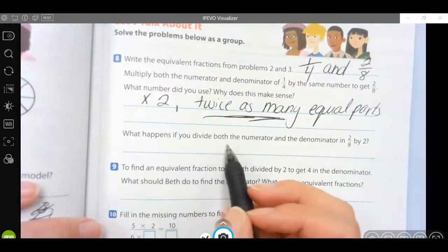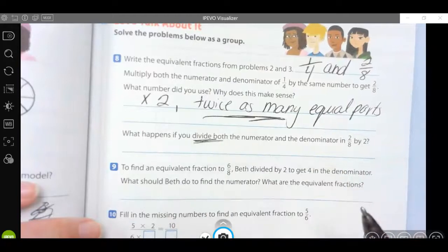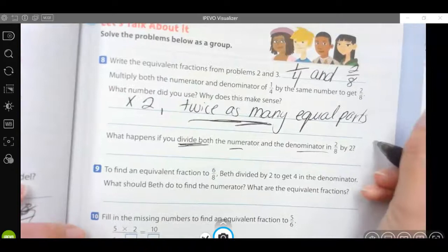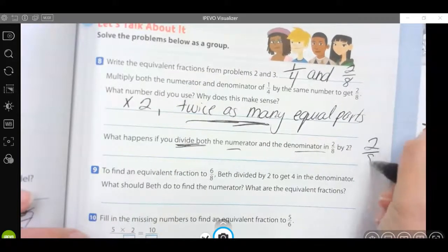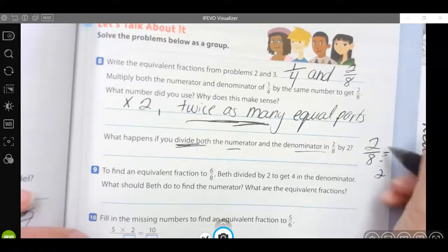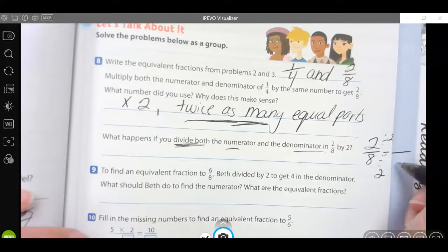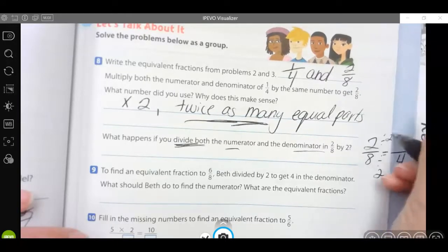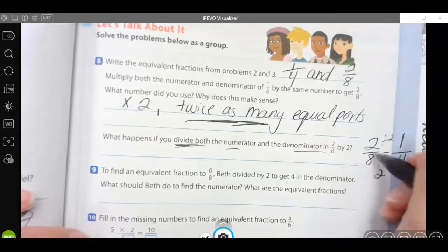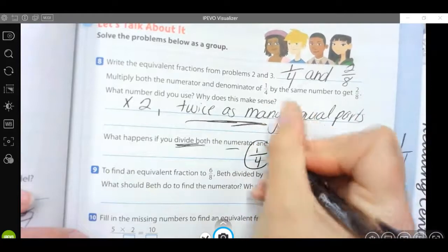Remember, reverse operation. What happens if you divide both the numerator and the denominator of 2/8 by 2? So let's write it. 2/8 equals a fraction that we're going to divide by 2. What do we get? What's 8 divided by 2? 4. And then 2 divided by 2 is 1. So if we divide this fraction by 2, we get 1/4.